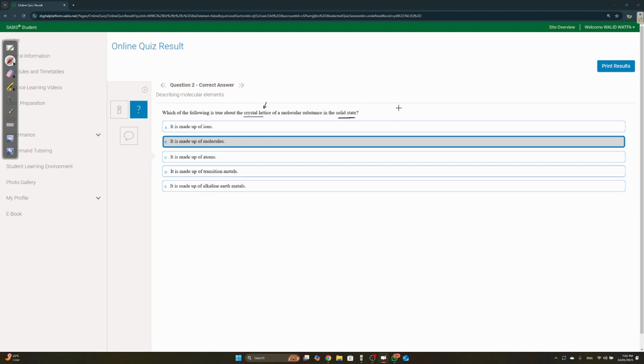What differs is that for ionic compounds, you're going to have crystal lattices that are made out of ions, right? But in a molecular compound or a molecular substance, the crystal is going to be made out of molecules. That's it.